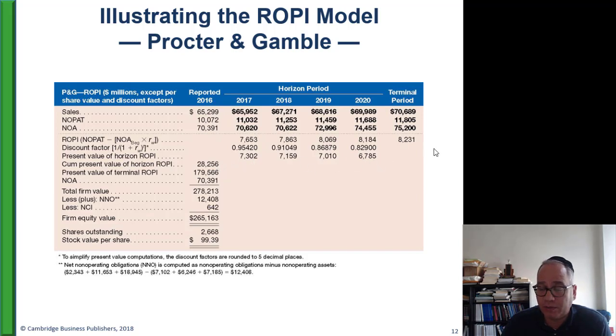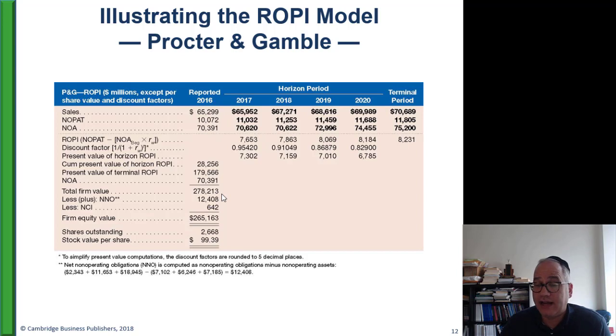The present value of terminal ROPI, and remember what this is. This is a perpetuity, and then brought back to the end of the horizon period, the beginning of the terminal period, and then brought back through present value to 2016. And then you also add the net operating assets, because remember, it's net operating assets plus all the ROPI. So that would give you total firm value of 278,213.